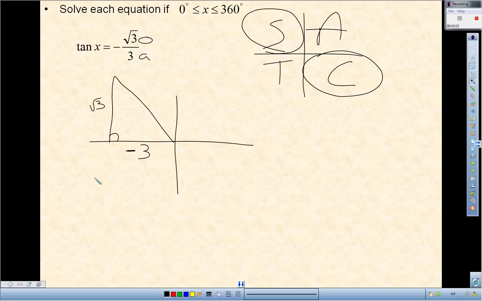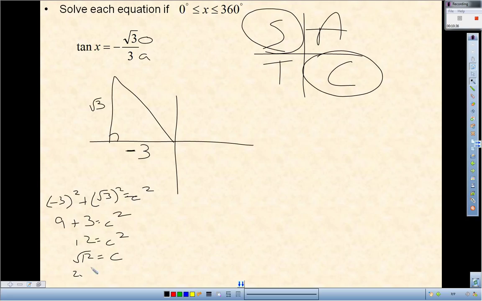Alright, I've got to find my hypotenuse, so I'm going to have negative 3 squared plus the square root of 3 squared equals c squared. So I'll have 9 plus 3 is equal to c squared, so 12 is equal to c squared, so c is equal to the square root of 12, which is the same thing as 2 times the square root of 3.